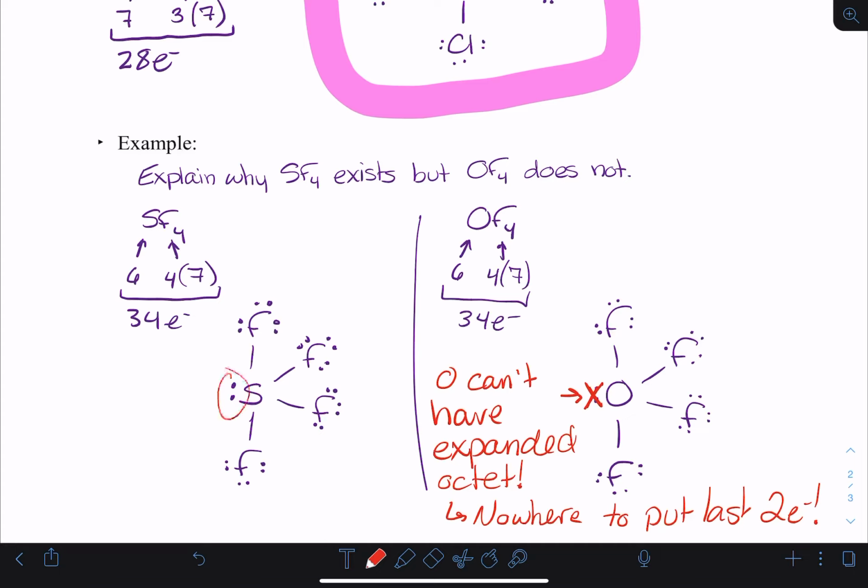For sulfur, however, that's fine. So sulfur can have an expanded octet. So that means that SF4 can exist because it's perfectly fine for sulfur to take those extra 2 electrons. Oxygen doesn't have any place to put them, so OF4 cannot exist.